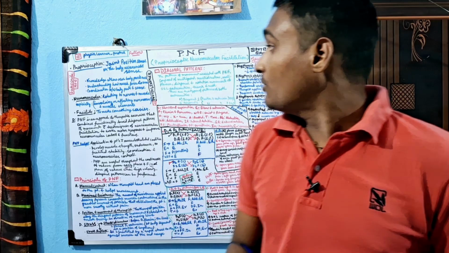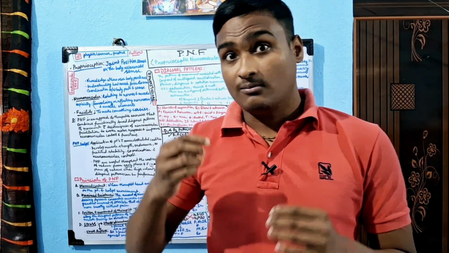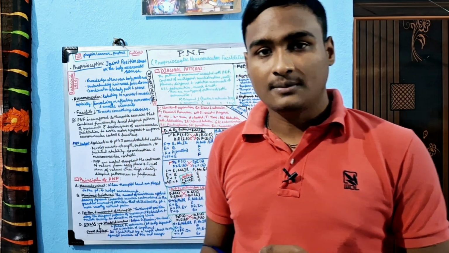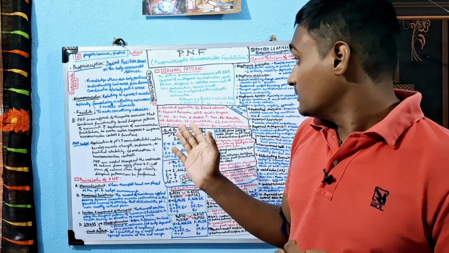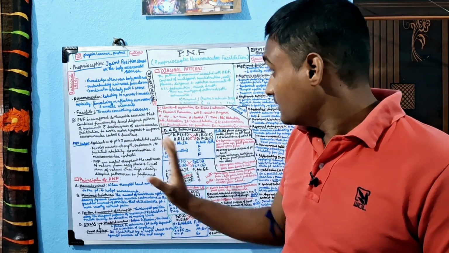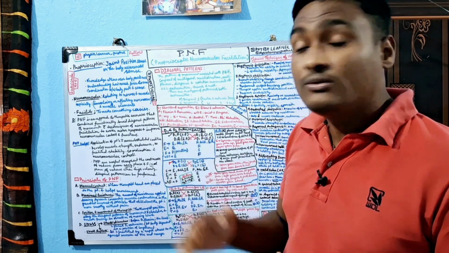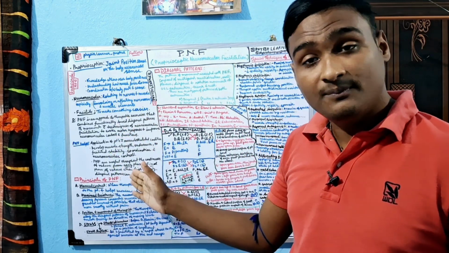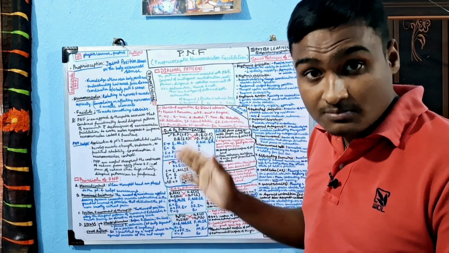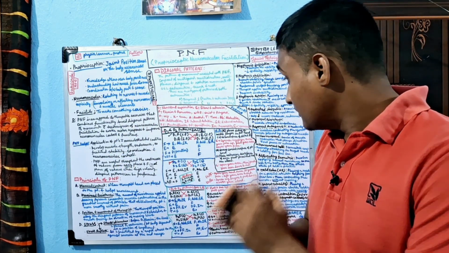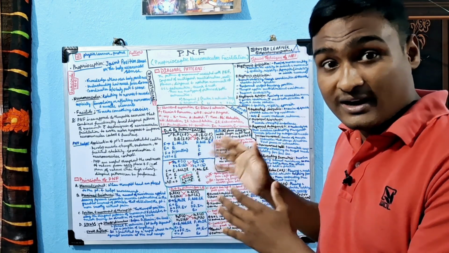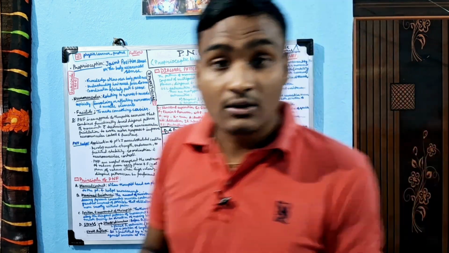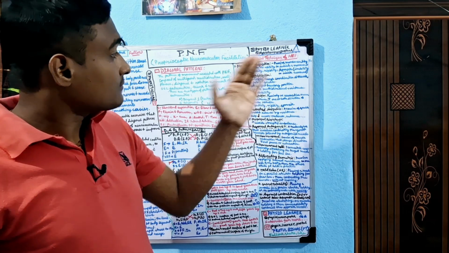Today we are discussing PNF. This is a very vast topic of our exercise therapy. We can complete all the topics in one video. Here we will discuss what PNF is, what proprioceptive neuromuscular facilitation is, what the principles of PNF are, and what the diagonal patterns of PNF are. We will cover all diagonal patterns, D1 and D2, upper and lower extremity, and the special techniques of PNF.